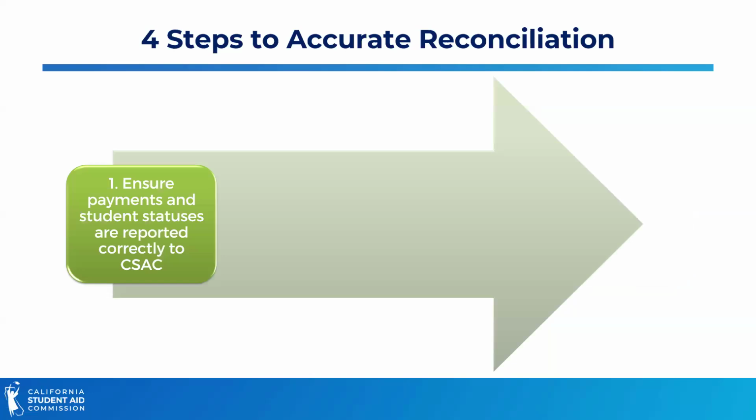Ultimately, what we're doing here is we want to first ensure that payments match student statuses, meaning if that student is full-time enrolled, that they're being paid as a full-time student. If they're attending 3/4 time, that they receive a 3/4 time payment. And so, right, you've got 2 books that you're reconciling. You've got your own ledgers, and then you've got the CSAC reports, right?